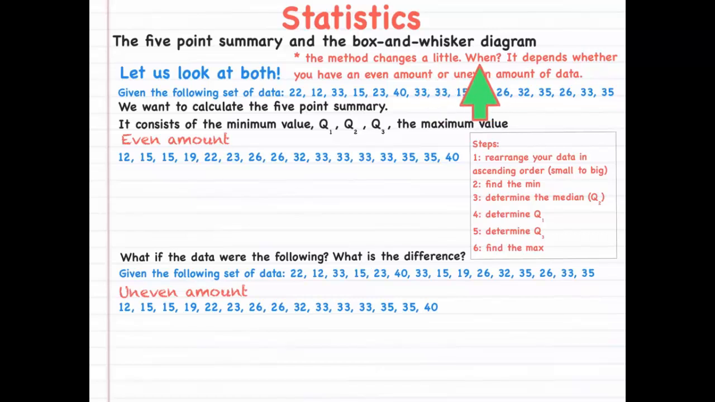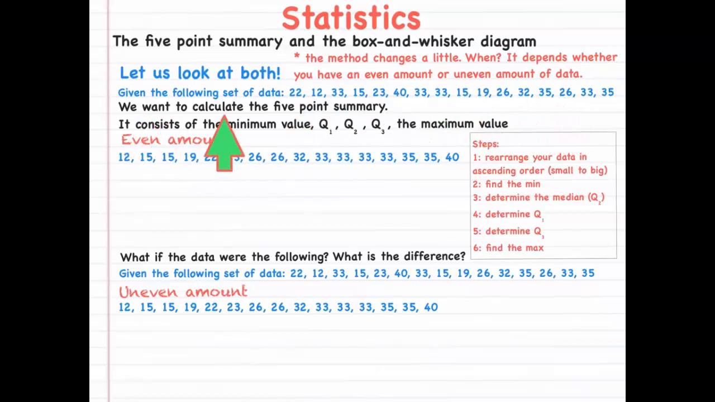Now, when does this method change? Well, it depends whether you have an even amount or an uneven amount of data. Okay, so let us look at both. Now, we are given the following set of data, and here we have 1, 2, 3, 4, 5, 6, 7, 8, 9, 10, 11, 12, 13, 14, 15, 16 different numbers. Okay, so that's an even amount of data.